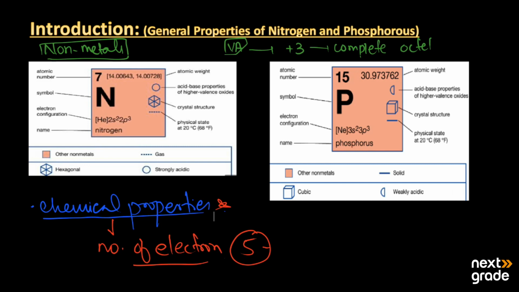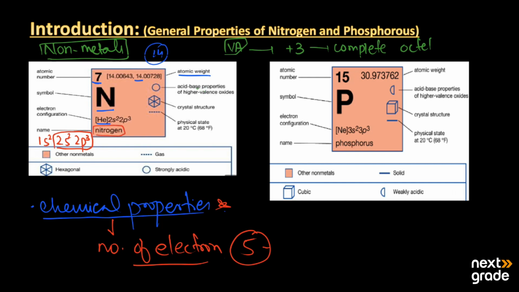Now what are the main properties of nitrogen and phosphorus? Before that, we must know what type of element it is. The atomic number of nitrogen is 7. Its atomic weight is almost 14.07, so we just take it as 14. The symbol is capital N. Its electronic configuration is like helium, so if I write its complete electronic configuration: 1s2, 2s2, 2p3. This is its valence shell. The name is given as nitrogen.